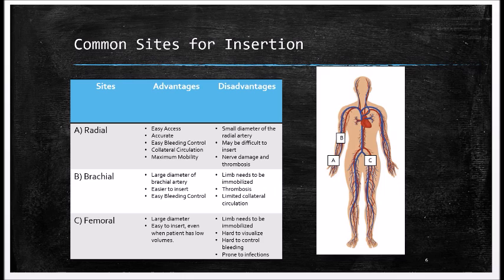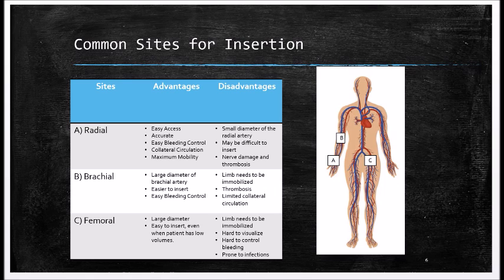Obviously, some disadvantages of the radial artery: it's quite small in diameter, which might cause it to be difficult to insert, especially if patients are hypotensive, and it can cause nerve damage or thrombosis.